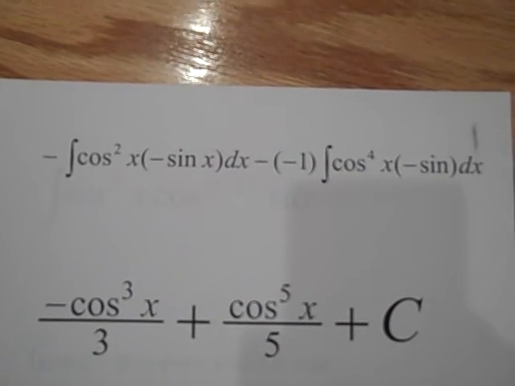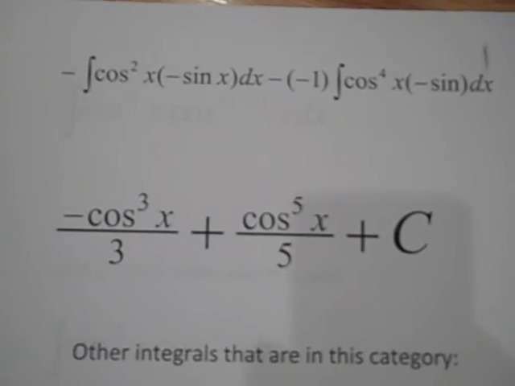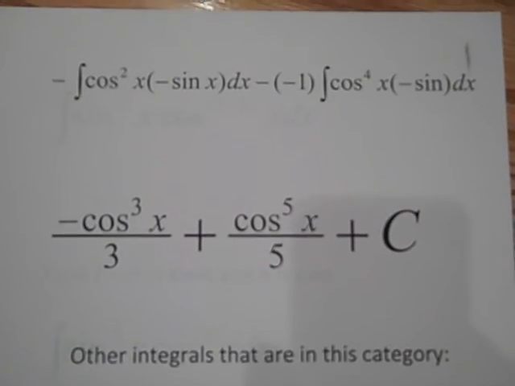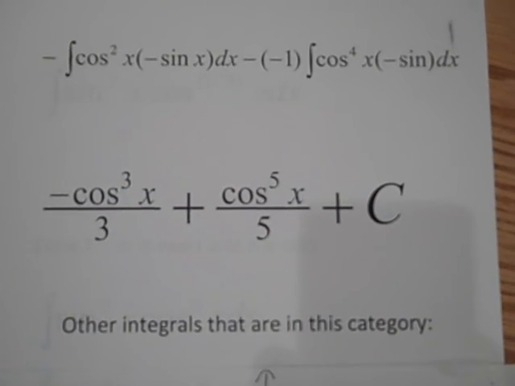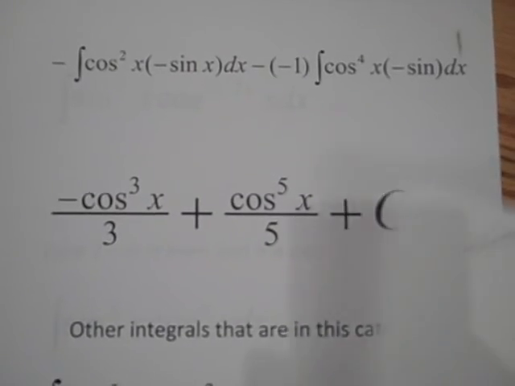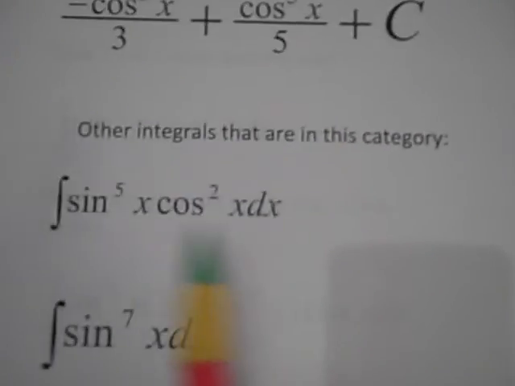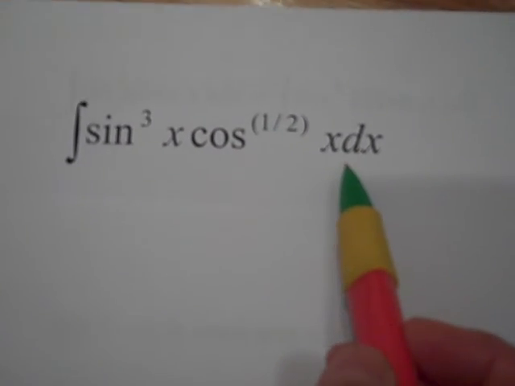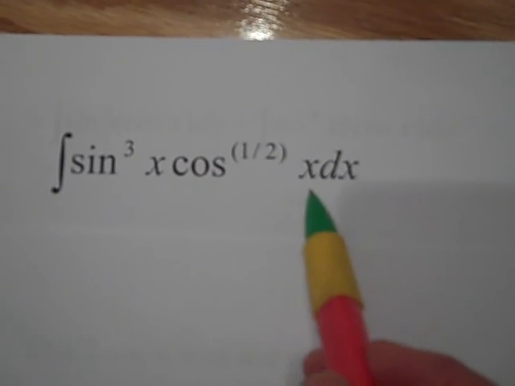So that's the first example of where you have powers of sines and cosines, and the exponent on the sine is odd. Some other problems that fit into this category would be sine to the 5th cosine squared. Notice this is odd. Sine to the 7th x. Notice I don't have a cosine, but that would be the case where the exponent on the cosine would be 0. And yet here's another example that I'd like to show you, and that is sine cubed x cosine to the 1/2 x.